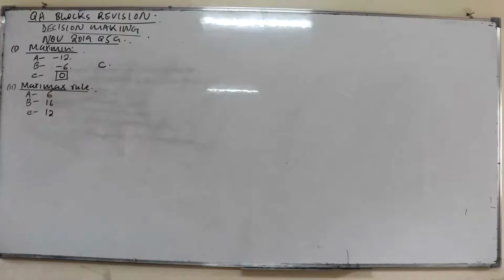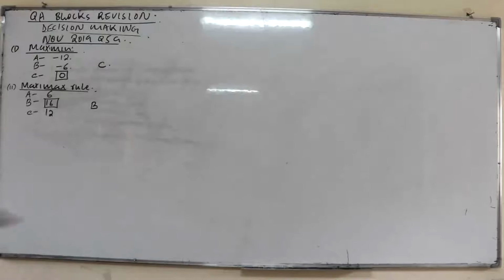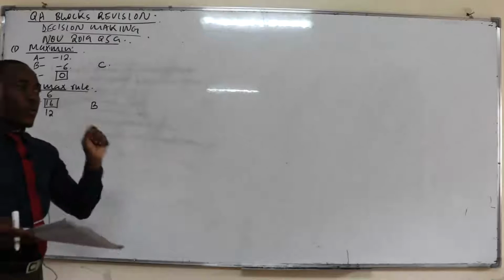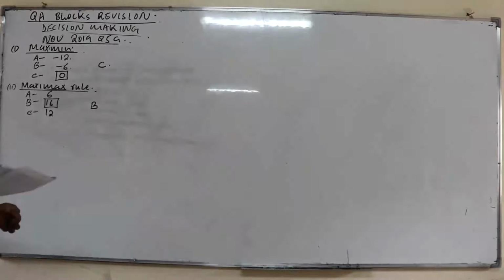In this case, we are taking the maximum of the maximum. So we already have the maximum, then you select the maximum. In this case, the maximum will be 16. So you should go with option B. Remember, we said that maximax and minimax are applied when the decision maker is optimistic. Then the maximin or the minimax are applied when the decision maker is pessimistic. Good. Let's go to number 3.